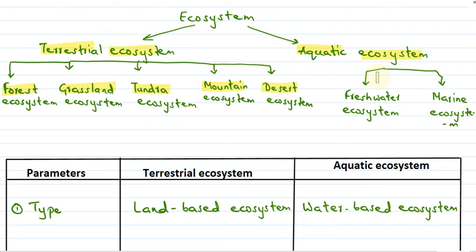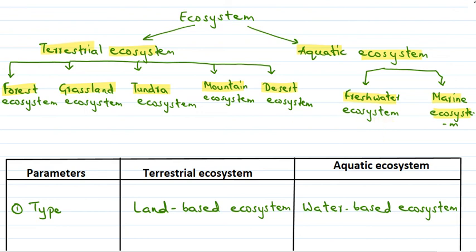Then there is aquatic ecosystem. So aquatic ecosystem includes all the water based ecosystems. So based on the presence of salt content in water, aquatic ecosystem can be further classified into two types. What are they? One is freshwater ecosystem and the other one is marine ecosystem. Okay, so marine ecosystem contains large quantities of dissolved salts in the water. Okay, like seas and oceans, whereas in freshwater ecosystem there is very low to no salt present in the water. For example, rivers and lakes have fresh water.